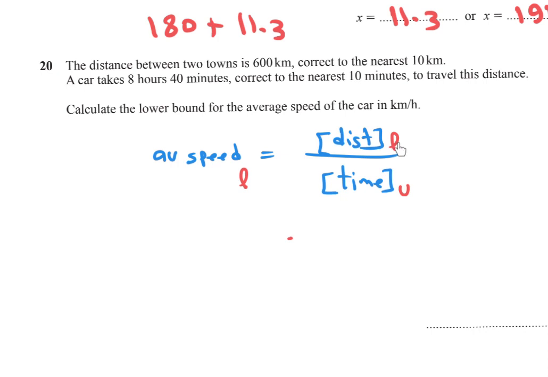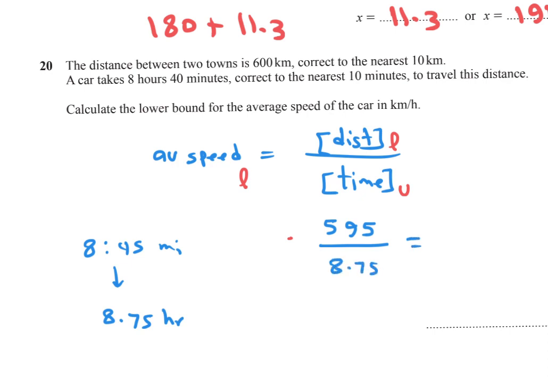Find the lower distance. The distance is 600 to the nearest 10, so 10 divided by 2 is 5. Now subtract because I need the lower, so 600 minus 5, so 595. Now to find the upper time, the time is 8 hours 40 minutes to the nearest 10, 10 divided by 2 is 5, so you need to add because I need the upper, so 8 hours 45 minutes. If we convert, this will be 8.75 hours. So divide 595 by 8.75 equals 68 kilometers per hour.